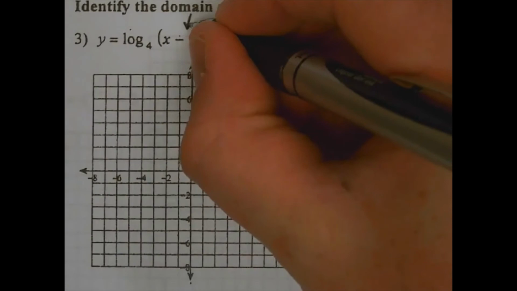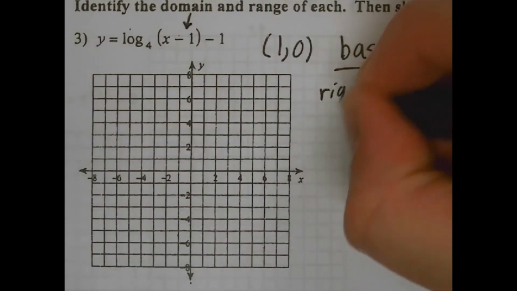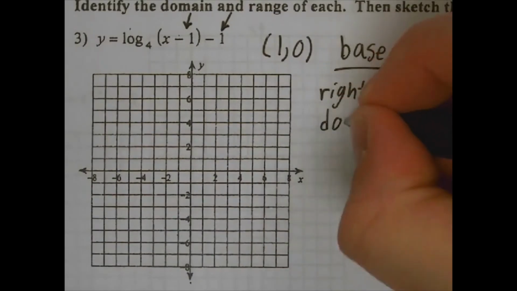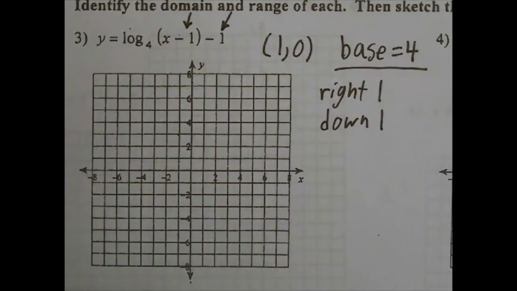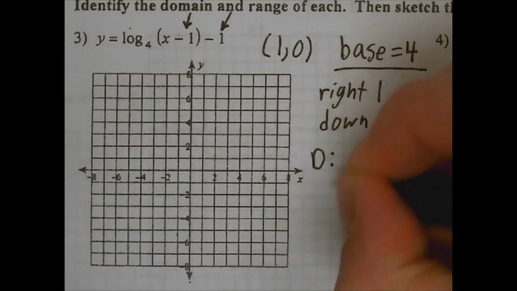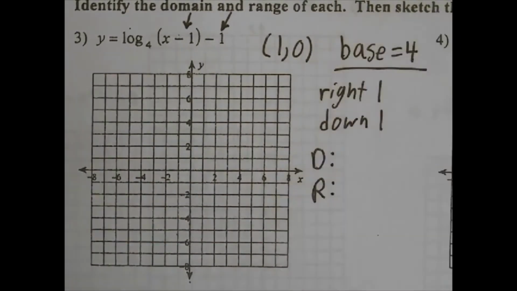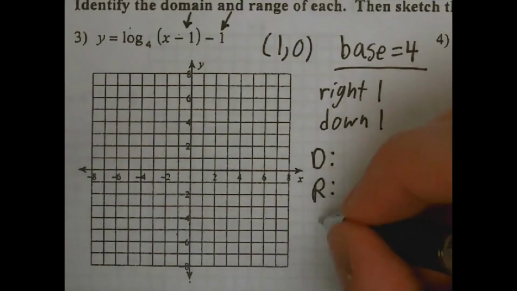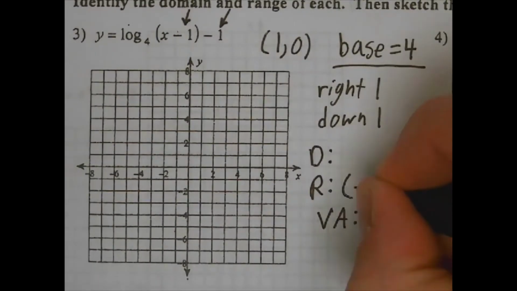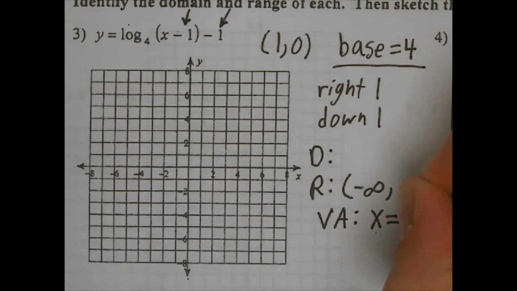So this right here is right 1, down 1. I want my domain, I want my range, and the asymptote. The asymptote will be VA because it is a vertical asymptote, which is x equals. The range will be all real numbers.